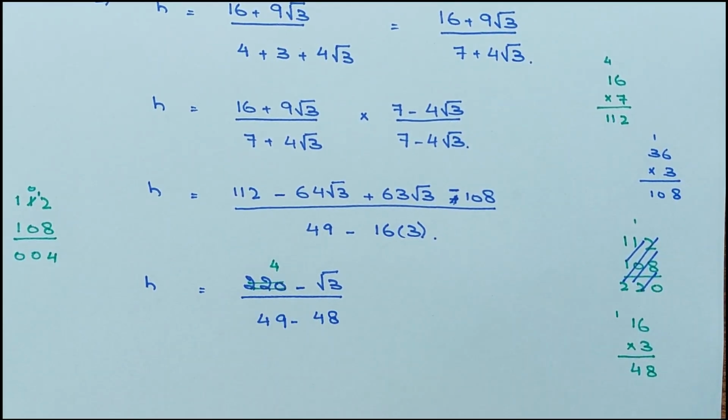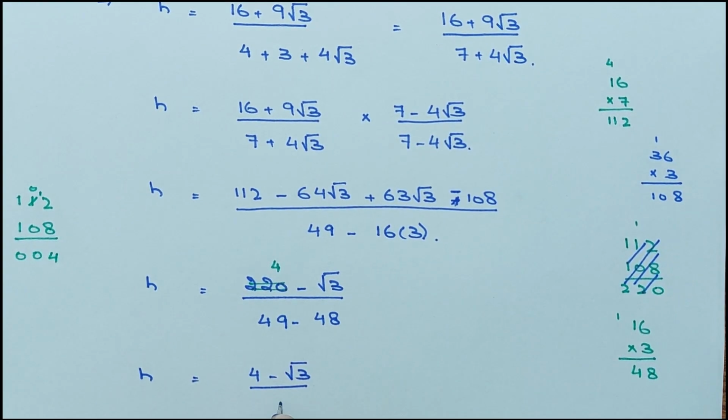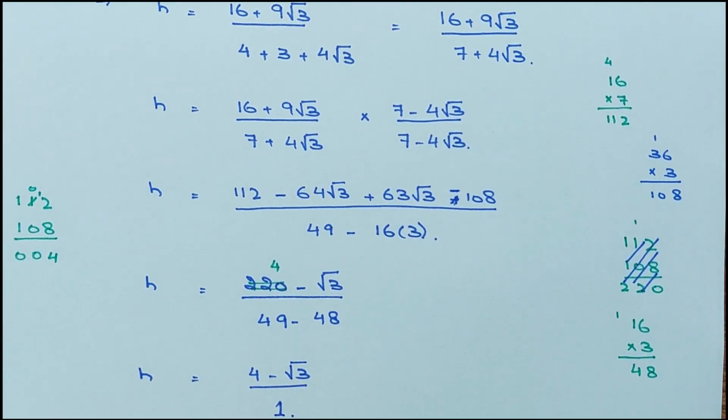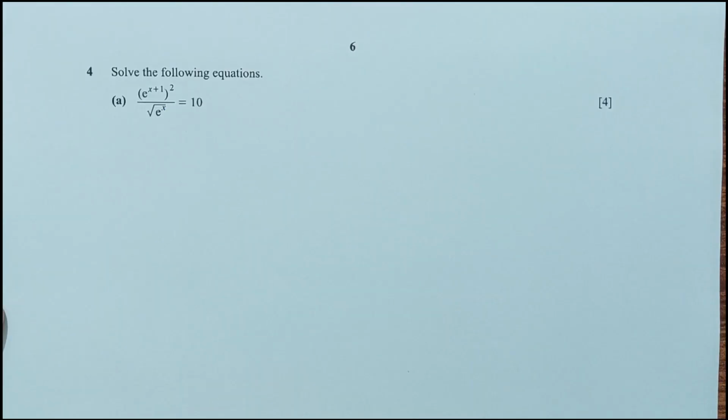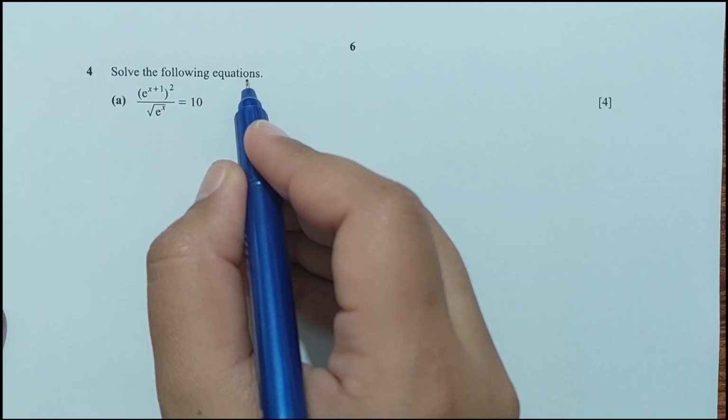Right. And here we have just 1. So the height is 4 minus square root of 3 divided by 1. So the simplest form is 4 minus square root of 3. Question number 4, solve the following equations.